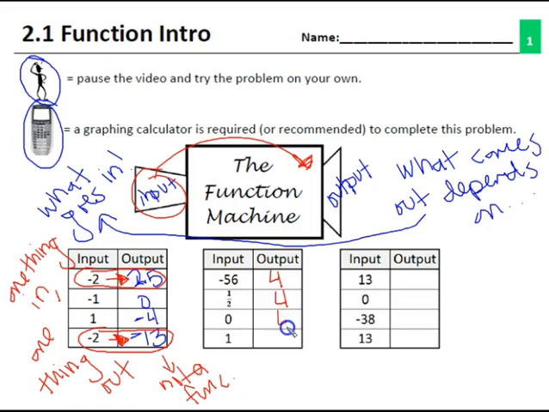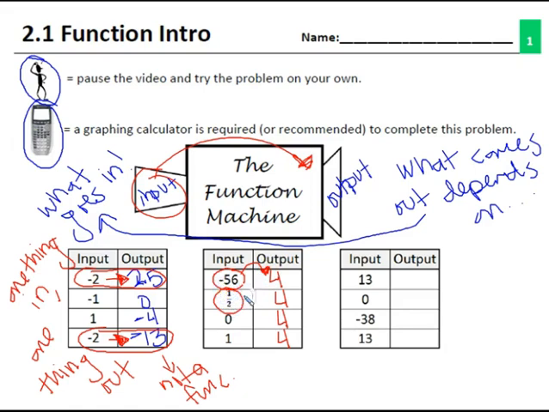Maybe all of these give out a value of 4 for some reason. So when I put in -56, I get out 4. Half gives me a 4. 0 gives me a 4. 1 gives me a 4. This is one number I'm putting in, and I'm only ever getting out one number.